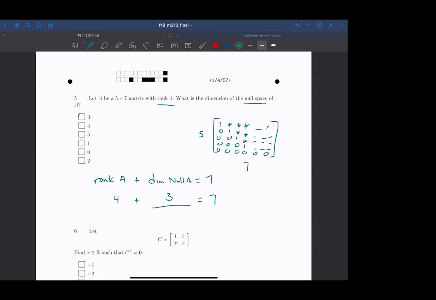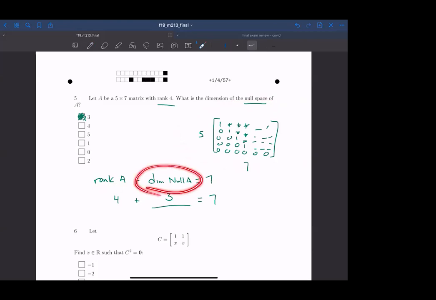Okay? So I actually didn't need to do all this. I should have read the question fully before I did any of this. But in this case, we're told the rank of the matrix. We know it has 7 columns. We know that this formula has to hold, and so we can find the dimension of the null space.